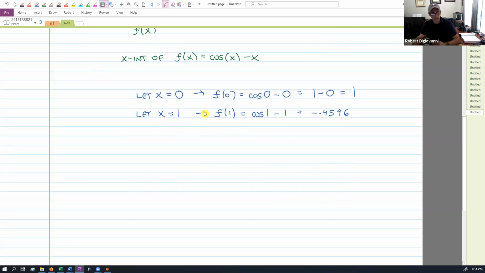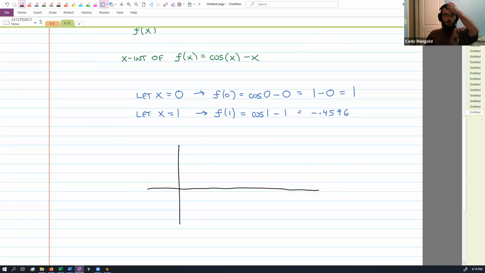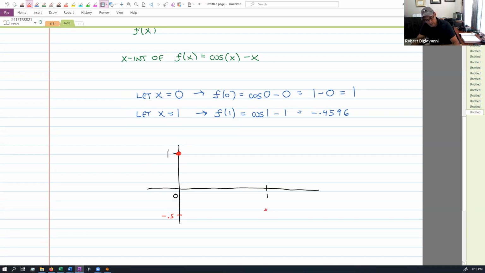So that means that if I think about this graphically, I have to cross the x-axis at some point. At 0, we got 1, didn't we? So I know that if I graph this, I'm up here at 1. And I know when I plug in 1, I'm down here at negative 0.45. So here's negative 0.5. I'm somewhere around here. That's where I am, right? And I'm looking for the x-intercept.